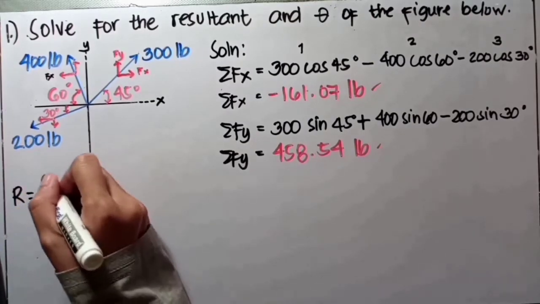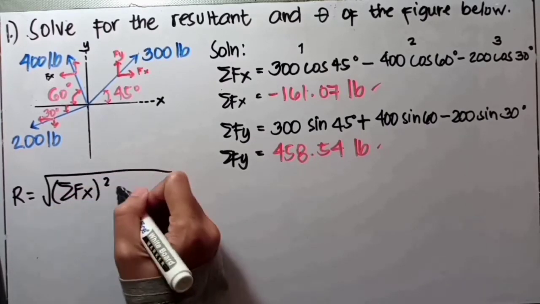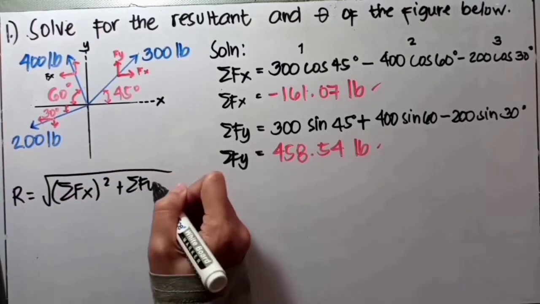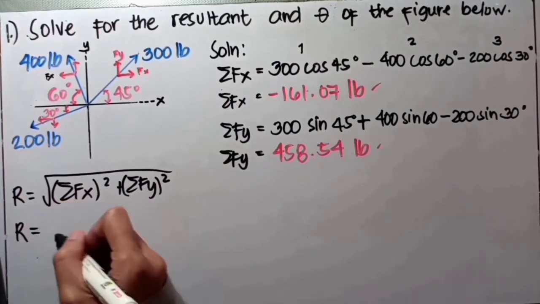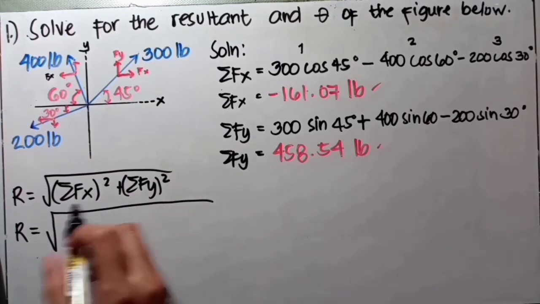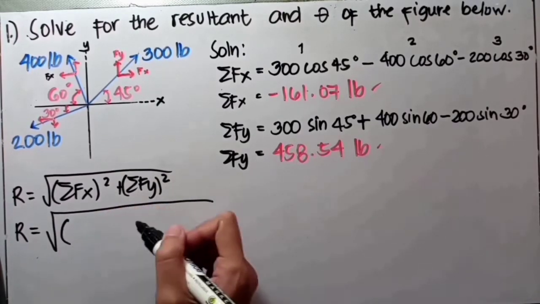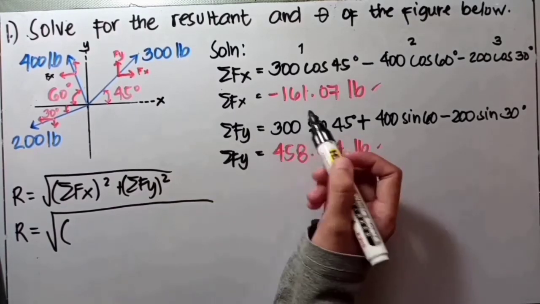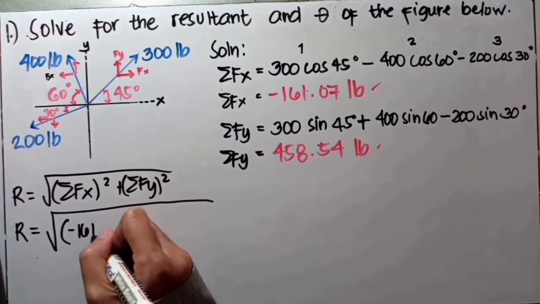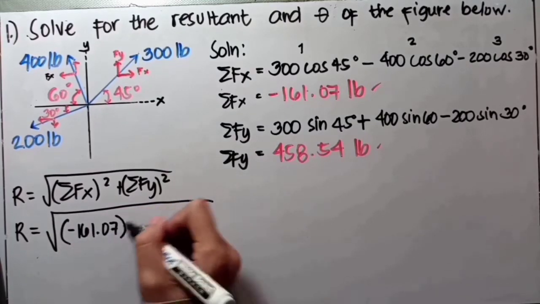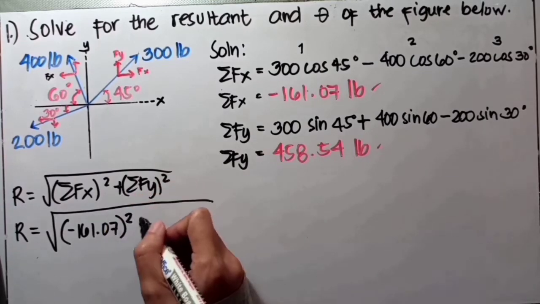So, yung R, the square root of summation forces X raised to 2 plus the summation forces Y raised to 2. Now, R is equals to the square root of. Substitute lang natin yung mga nakuha nating answer dito kanina. So, for summation forces X, sasama natin pati ang sign. Yung negative sign. So, negative 161.07. Later na natin ilalagay ang unit pag final answer na.